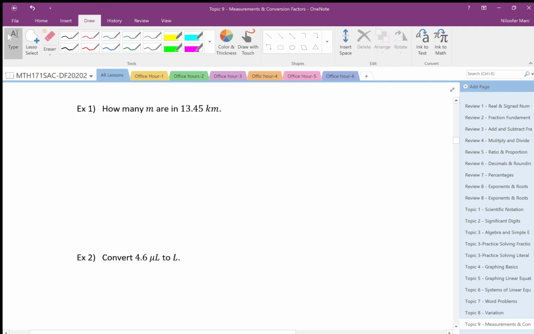How many meters are in 13.45 kilometers? So I have 13.45 kilometers. I want to go to meters. Kilometers, I want to go to meters. Can I cancel kilometers and go to meters? Yes, I can, but I have to follow steps.